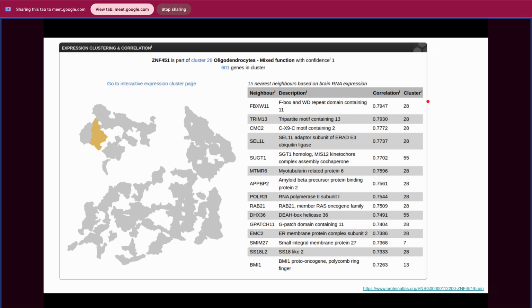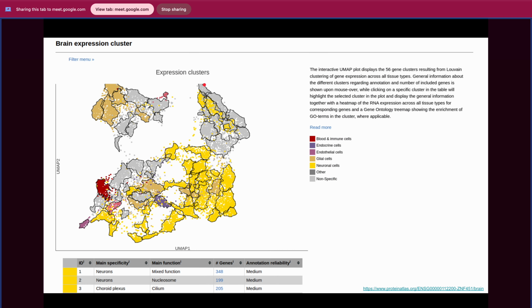So in the human genome, all the genes which are present are divided into multiple clusters. Similarly, this will tell me the cluster serial number. What is the serial number of my cluster? It does not mean the number of genes in the cluster, but the serial number for that particular cluster. So it is 28. So for the entire brain, they have made different gene clusters, and that was the 28th cluster. And if we click on the interactive expression cluster page, it will open up in this way.